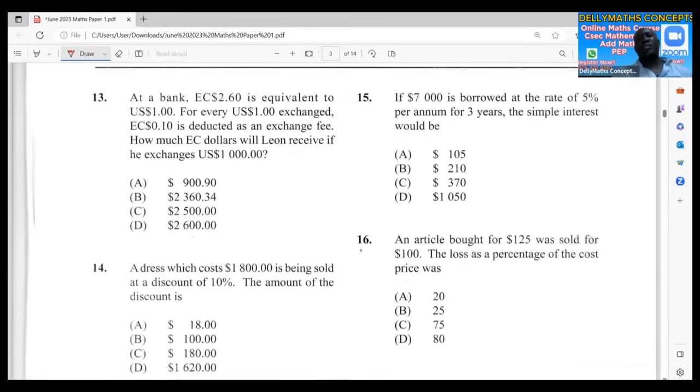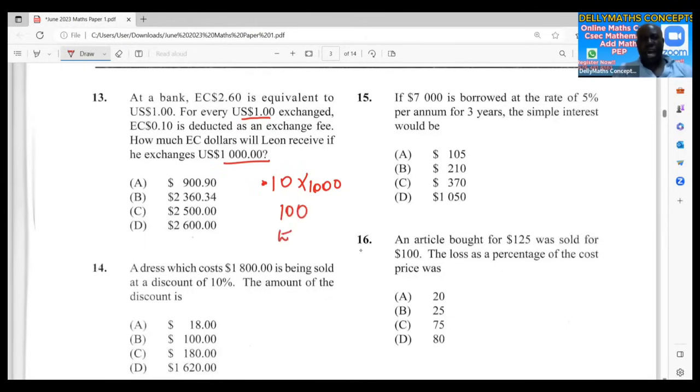Now, at a bank, EC $2.60 is equivalent to $1 for every $1 exchange. We have EC 10 cents. So we get an EC 10 cents being deducted for every $1, right? So how much would Leon have gotten if he had 1,000? So what you want to do, remember though, for every 1, you get 0.1, right? Or 10 cents. So you want to multiply your 10 cents by 1,000, right? When you multiply this by 1,000, you're going to realize that 10 cents multiplied by 1,000 will give you $100.